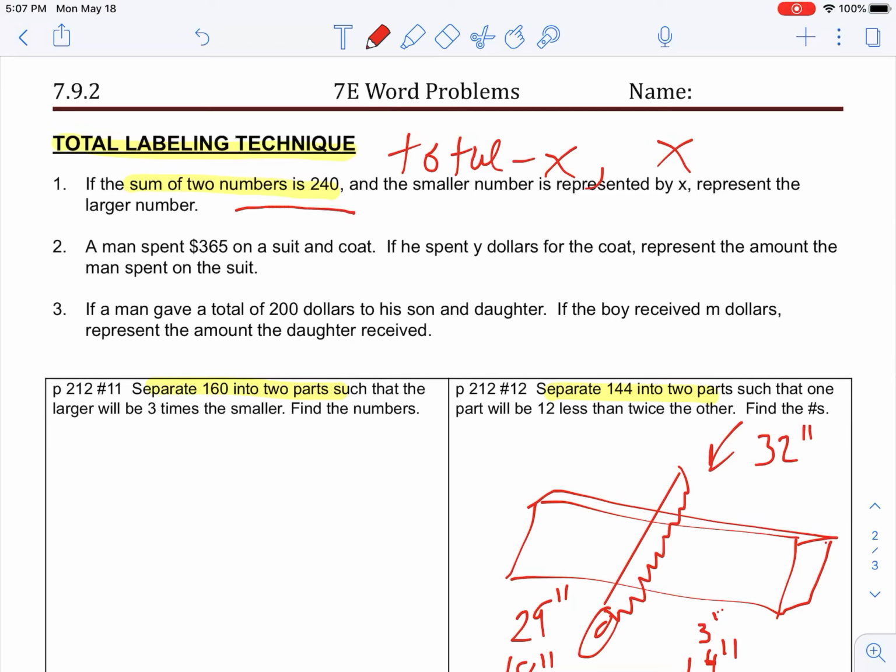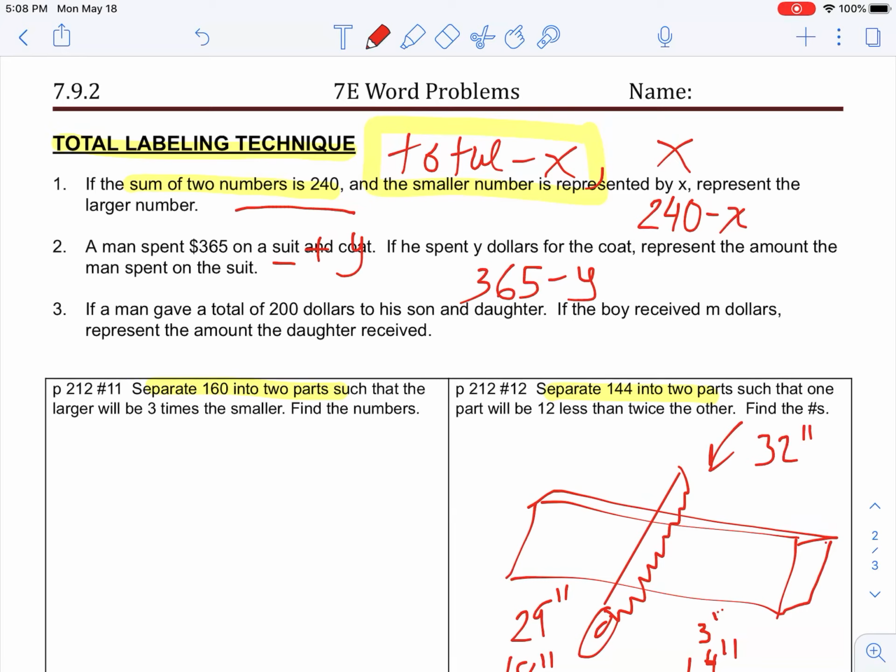So if the sum of two numbers is 240, the smaller number is represented by x. So how do you represent the larger? 240 minus x. A man spent $365 on a suit and a coat. If he spent y dollars on the coat, represent the amount the man spent on the suit. Okay, so suit plus coat equals 365. The coat was y, so the suit has to be the remainder after you take away y from 365. So again, notice total minus the part.